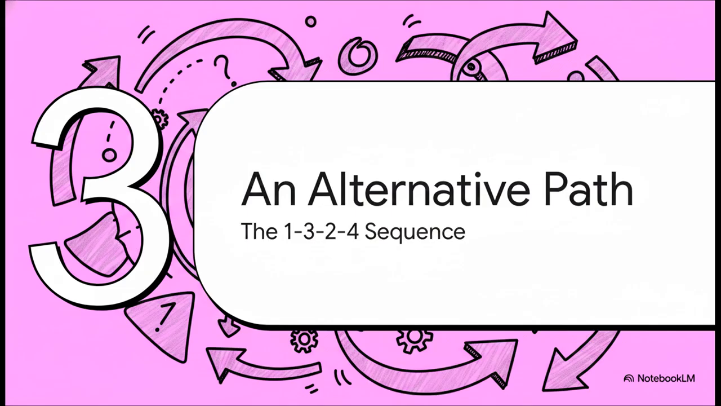But here's where things got interesting. This cycle didn't just follow the standard 1, 2, 3, 4 sequence. In this case, the market took an alternative path. The phases actually occurred in a 1, 3, 2, 4 order. Let's take a look at how that happened.